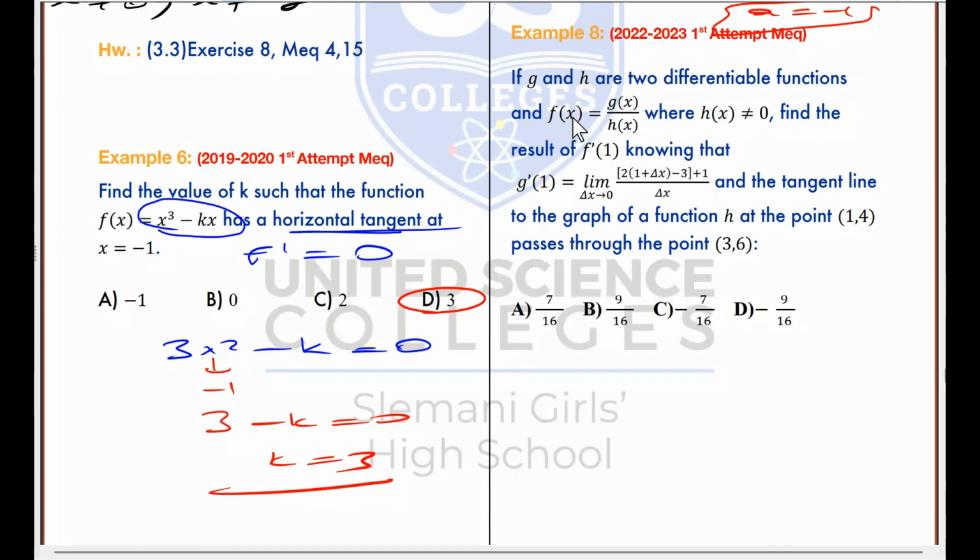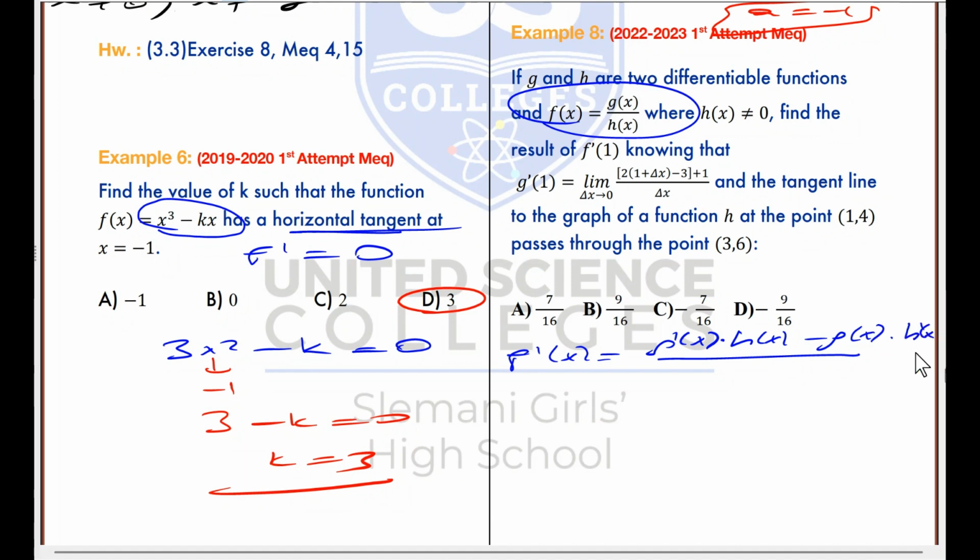So, let's find the derivative of this first. What is f prime of x? Derivative of division, remember, derivative of top times bottom minus top times derivative of bottom all over square of bottom.